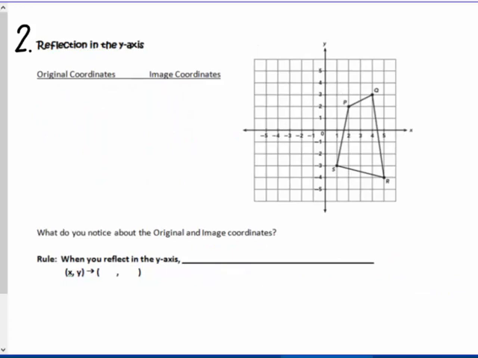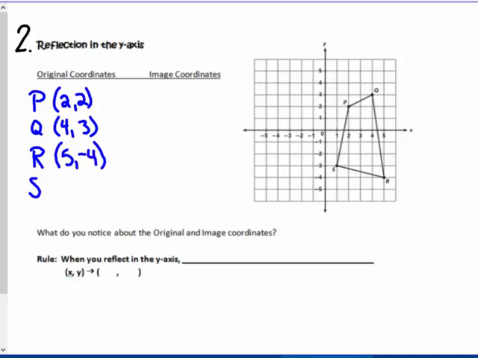Reflection in the y-axis. So we've got a quadrilateral here, P, Q, R, S. And P is 2, 2, Q is 4, 3, R is 5, negative 4, S is 1, negative 3. And we're going to reflect it over the y-axis. So now the y-axis is our line of symmetry here, folding the paper hot dog style kind of idea.